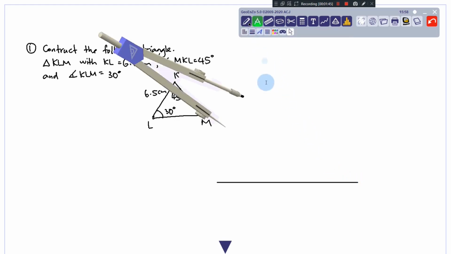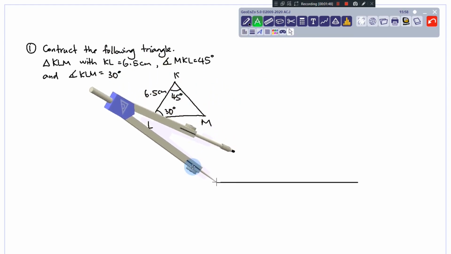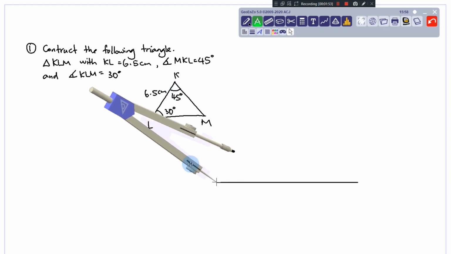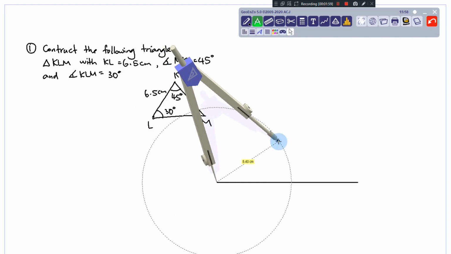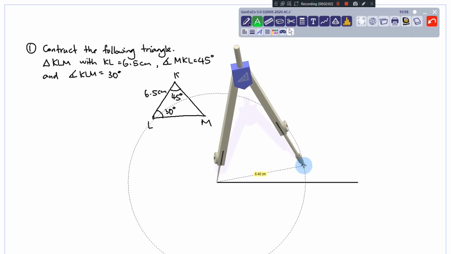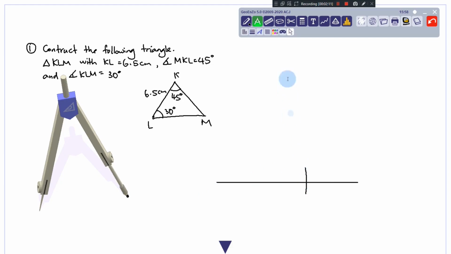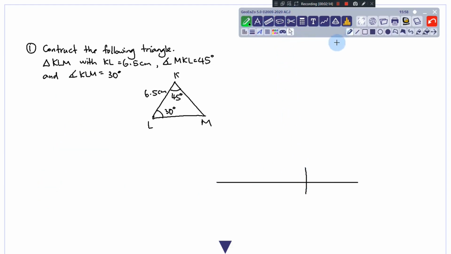Then take out your compasses. I want to draw a line segment with the length of 6.5 centimeters. So open up your compasses to 6.5 centimeters. Then make an arc here. So this is K, this is L. Let me label it first. K is over here, and this is L. KL is equal to 6.5 centimeters.